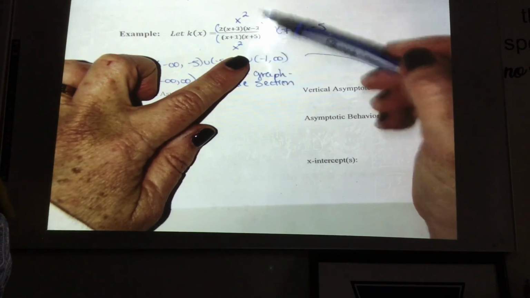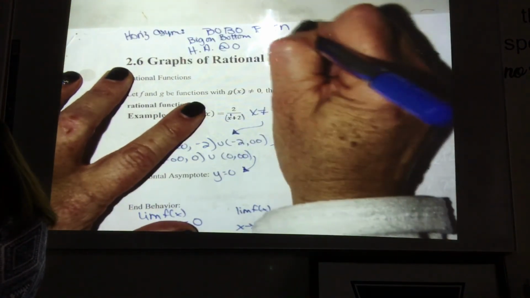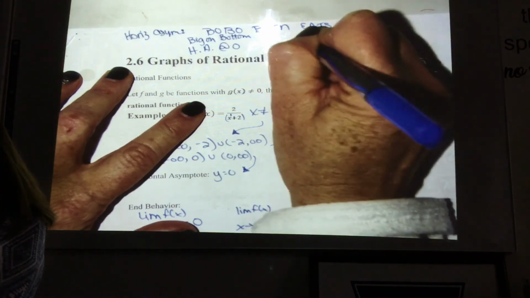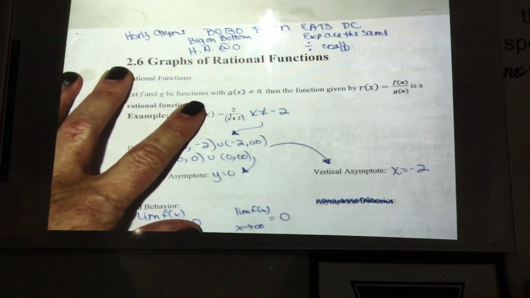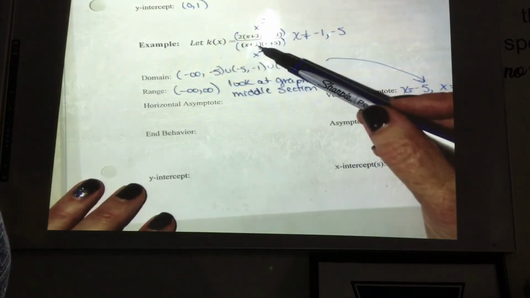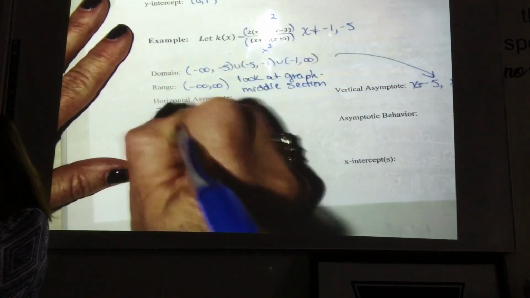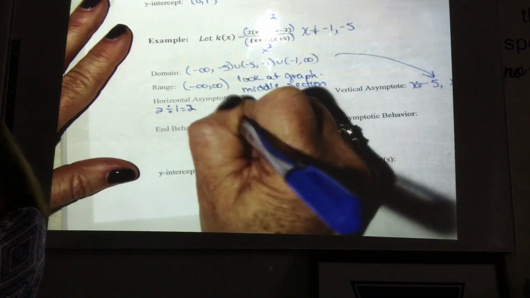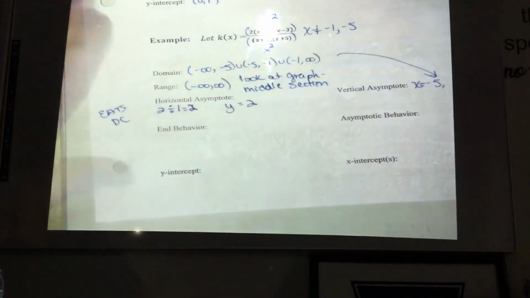Exponents are the same. Therefore, I divide my coefficients. So if the exponents are the same, I'm going to divide my coefficients. So I'm going to take 2 divided by 1. So I have a horizontal asymptote at 2.